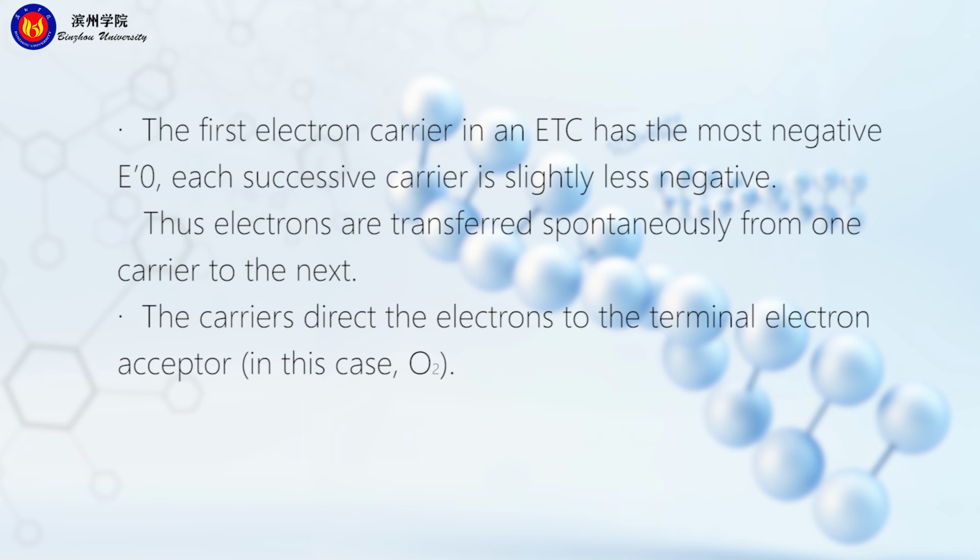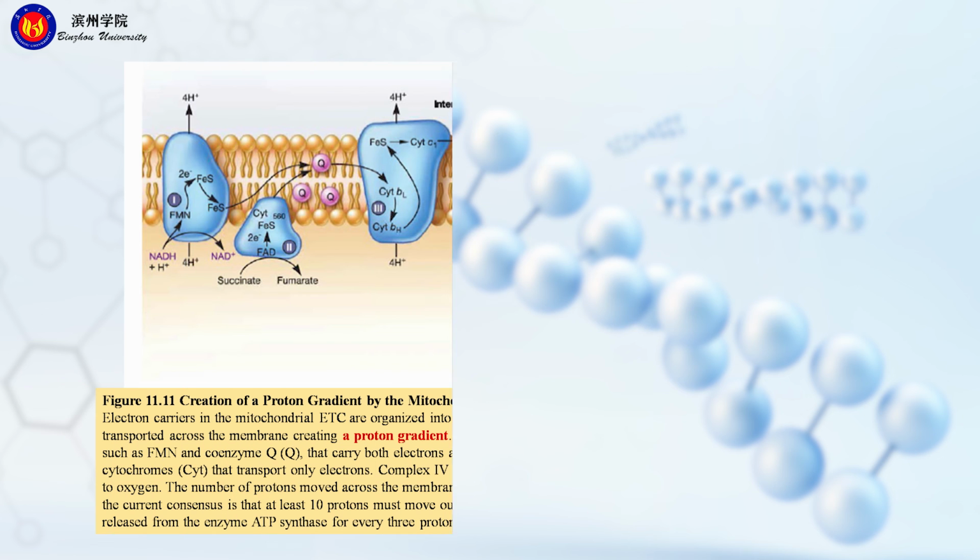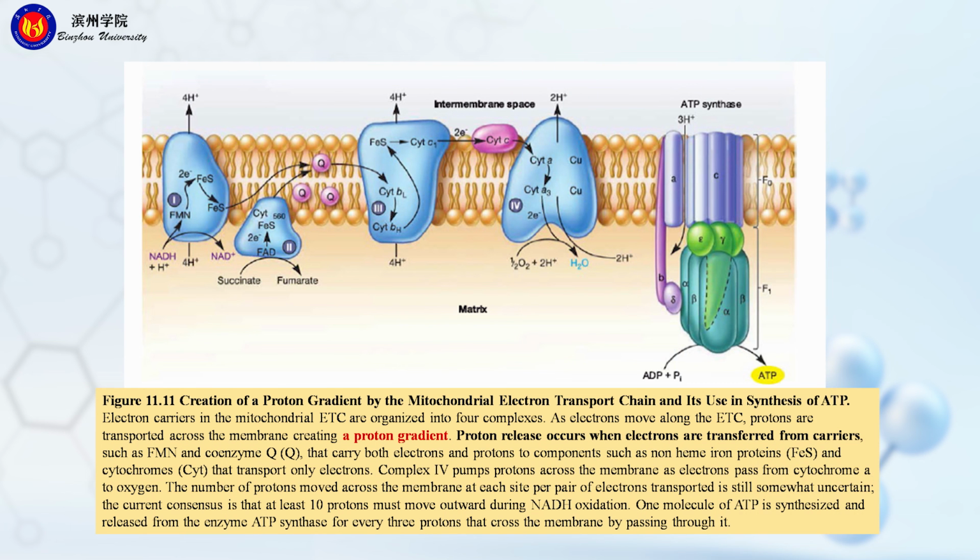Thus, electrons are transferred spontaneously from one carrier to the next. The carriers direct the electrons to the terminal electron acceptor, in this case oxygen. This picture shows the creation of a proton gradient by the mitochondrial ETC and its use in synthesis of ATP. You can see the transfer of electrons, and oxygen accepts the electrons. In this process, ATP is produced.